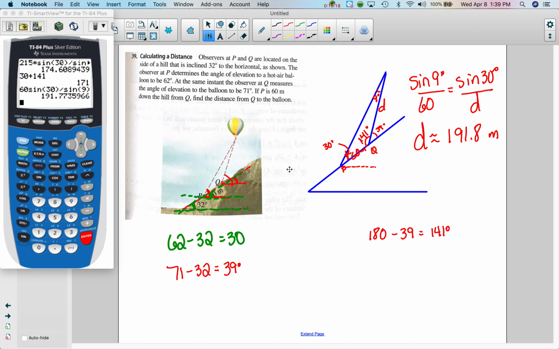You can see it's kind of like a puzzle. Identify what triangle you're working with and ask, what do I know from geometry that I can use to figure out some of these angles or some of these sides. So good luck. You can do it.